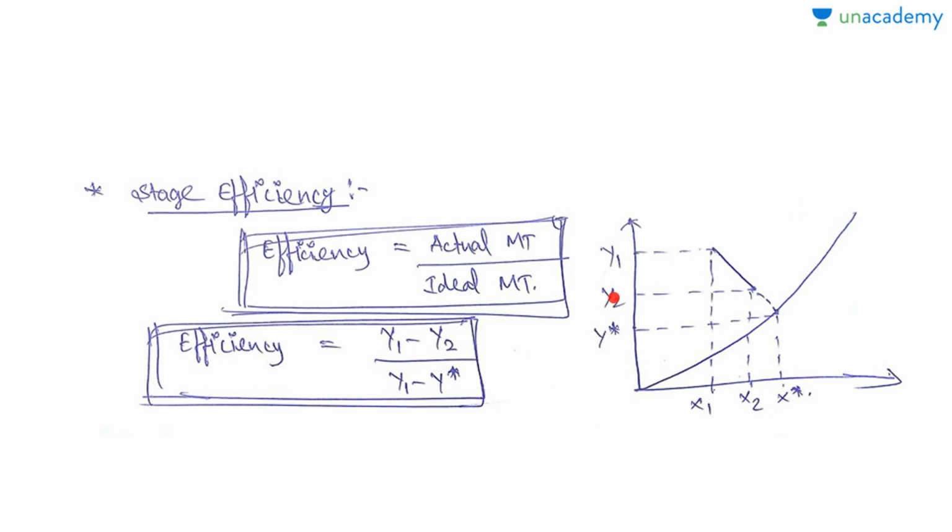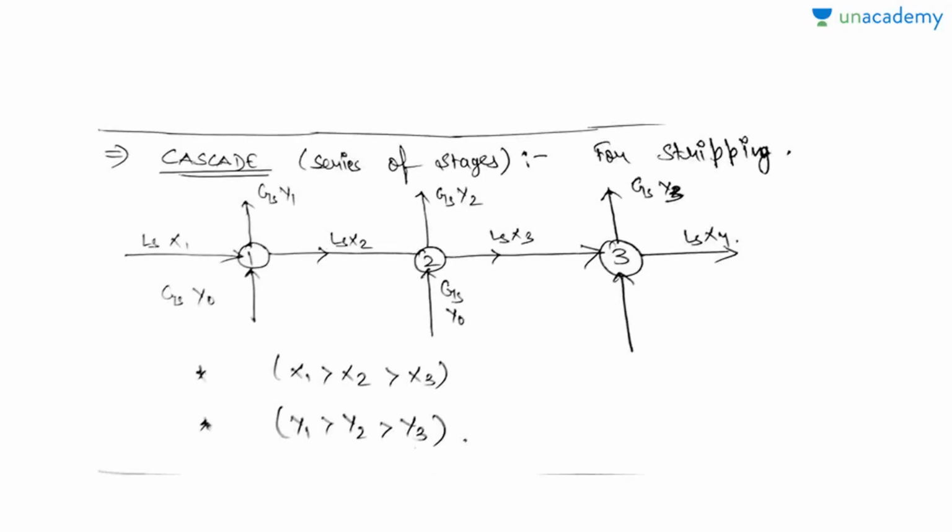So actual mass transfer is y1 minus y2, because we are going only till y2, and how much you can extract or transfer ideally will be capital Y1 minus capital Y star. So this is Y1 minus Y star. Okay, so this is the concept of efficiency.